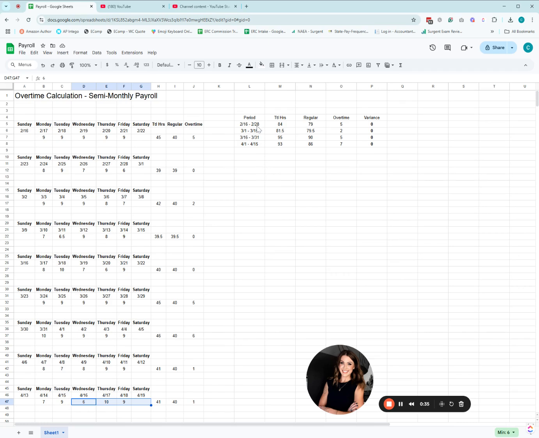And when it comes to the semi-monthly pay period, the pay period will end in the middle of a work week, but that does not change the fact that you have to look at the full work week for your overtime calculations. So in this example, I've got several work weeks laid out.